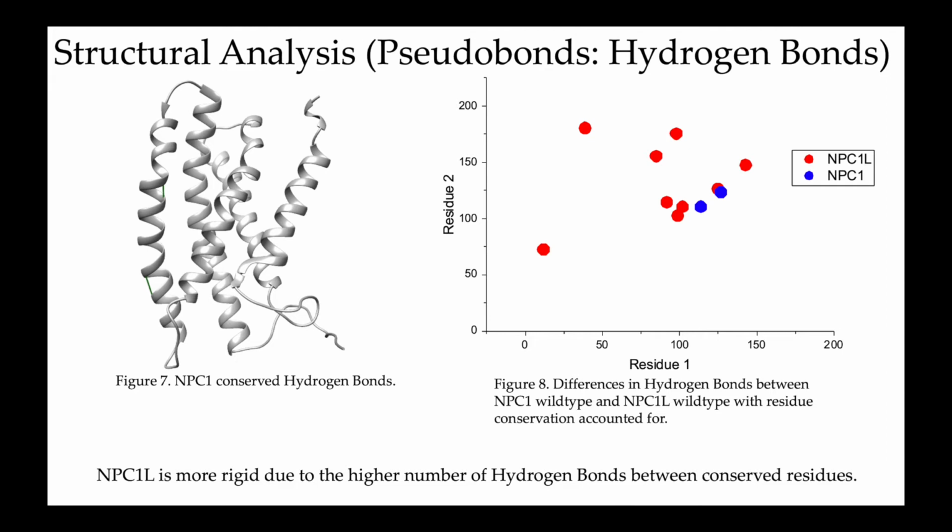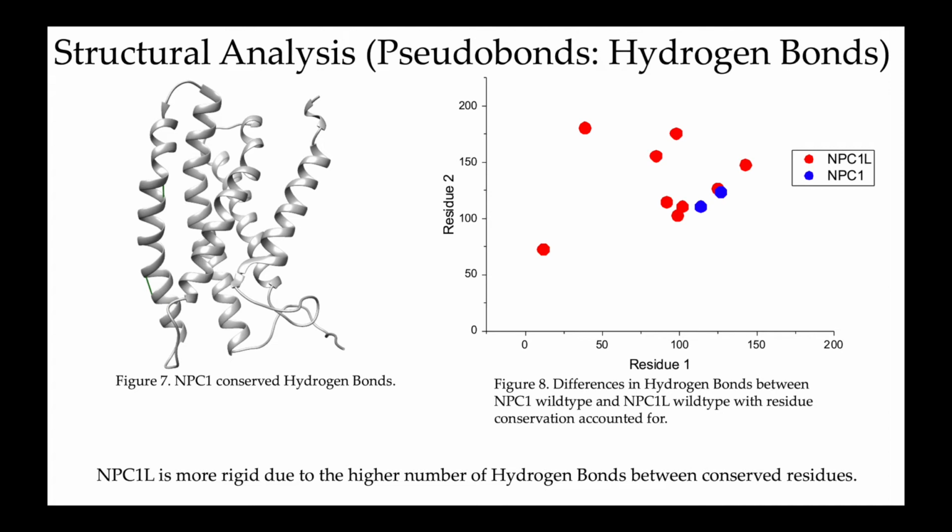Then, if looking at figure 8, if the hydrogen bond is in both NPC1 and NPC1-like, we will see similar dots on the opposite side of the imaginary diagonal line present. So, on the X and Y axis are both uniform residue numbers for the sterol sensing domain, because although it is conserved, they're in slightly different positions within the protein. So we made a uniform numbering for the residues. And then NPC1-like are the red dots in the top left corner, and then the NPC1 hydrogen bonds are the blue dots in the bottom right.